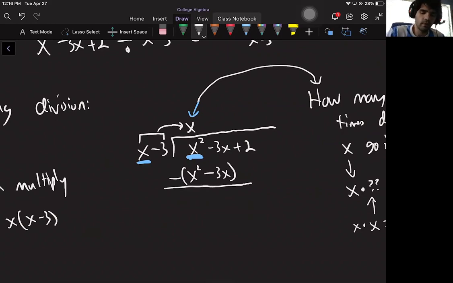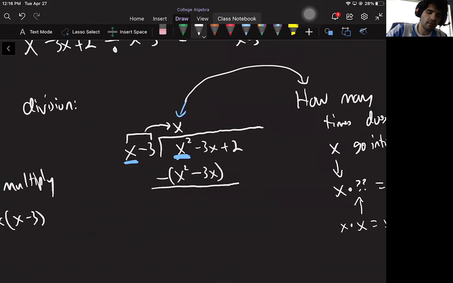And what do we get? Well, x squared minus x squared is 0. It's like saying 5 minus 5 is 0. You're subtracting the same thing from itself. And actually, so is -3x minus -3x. So those are actually both just 0. And then I'm going to bring down the 2. And this is going to be the remainder, which is just 2.